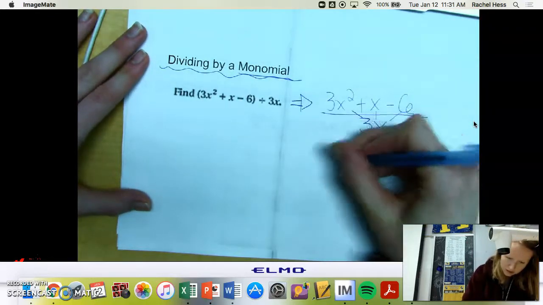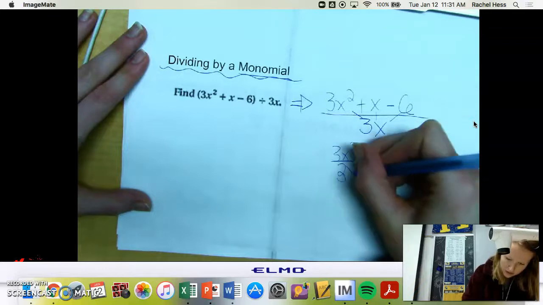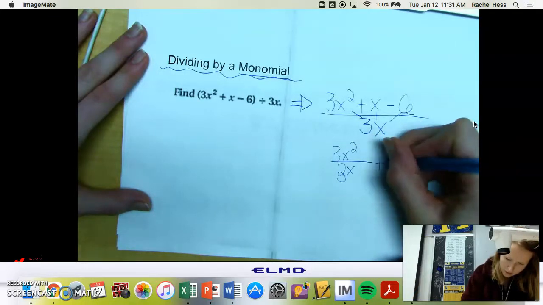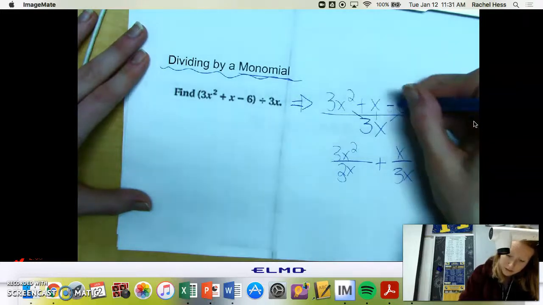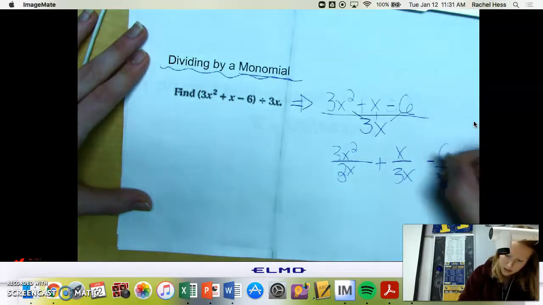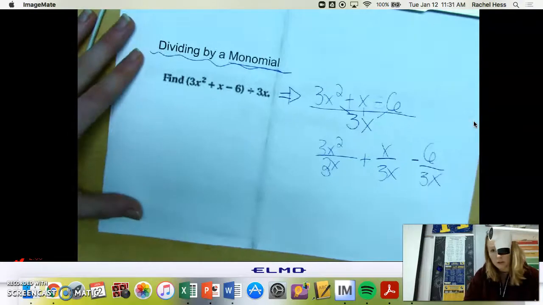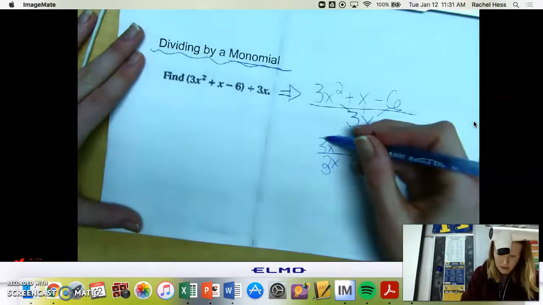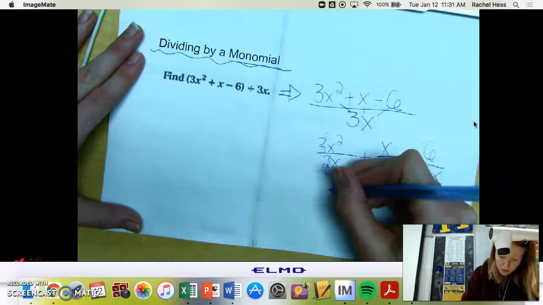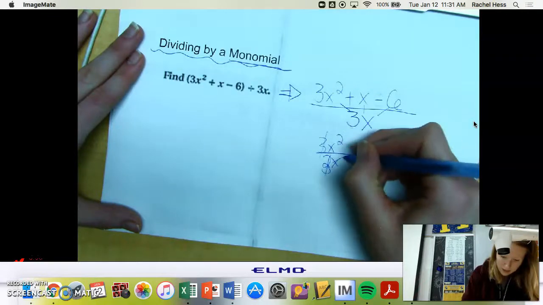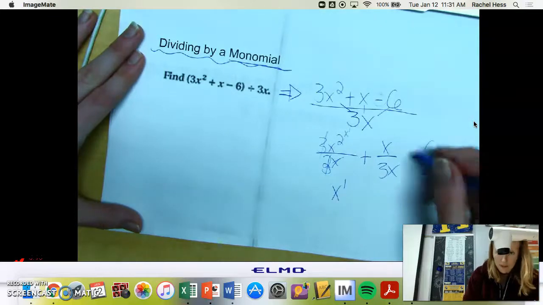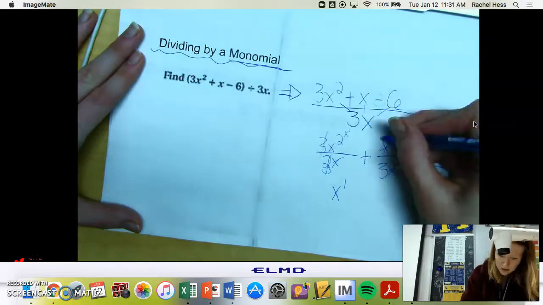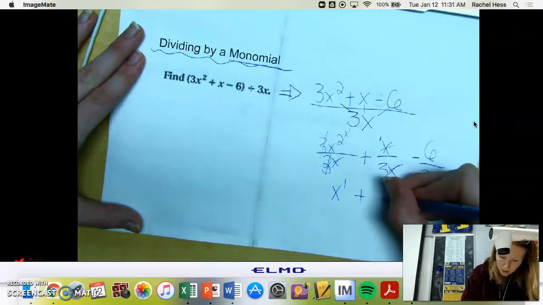So if I have 3x squared over 3x, and then I'll have a plus x over 3x, and then it'll be a minus, because of that minus sign here, minus 6 over 3x. And now what we're going to do is just try to reduce our fractions. So here, 3 divided by 3 is 1, and then if I take an x off the bottom and the top, I'm left with 1 on the top. This next one, my x's cancel, so all I'm left with here is a 1/3.